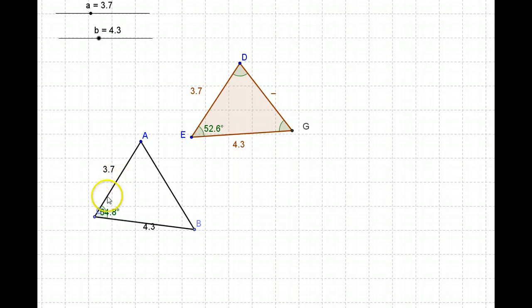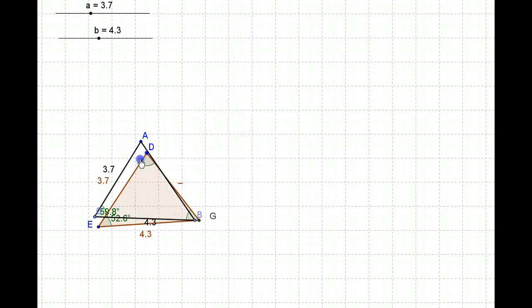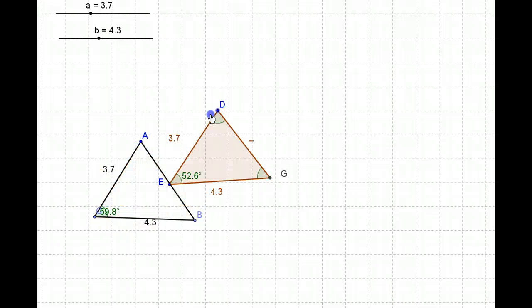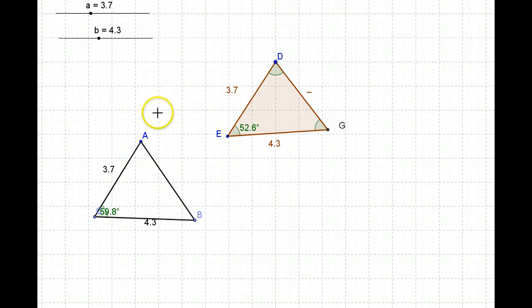Okay. Now, are these two triangles congruent? Oops, 4.3. Let's see. Does it look like they're congruent? Not exactly. And that's because we need more than just two pairs of corresponding sides being congruent. We also need the angle in between them to be congruent. So I'm going to change this triangle so that I still keep the side lengths of 3.7 and 4.3, but make this included angle measure 52.6 degrees.